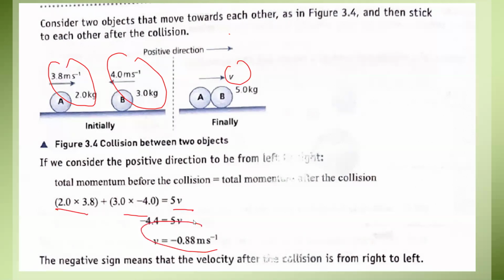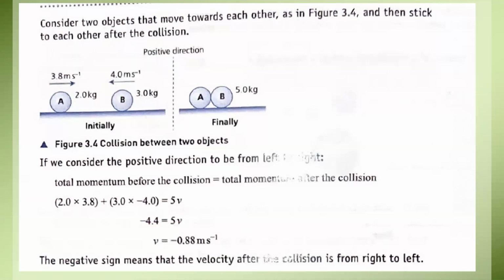When we simplify, we get a negative answer. So if we got a negative answer, what happened in practice? These two objects after the collision do not move towards the right; they move towards the left-hand side. That's the only thing. Is the concept of momentum and conservation clear?